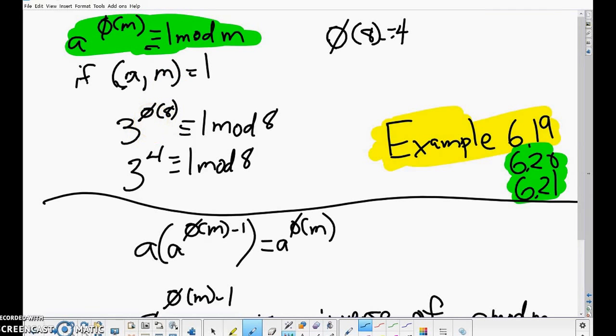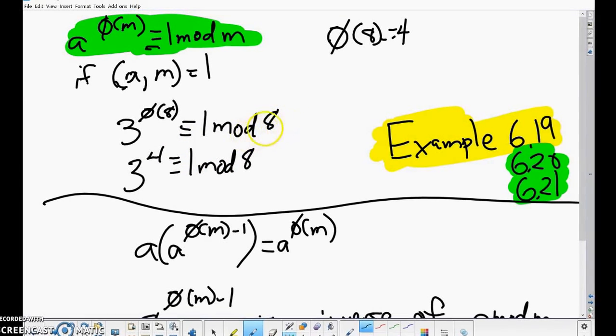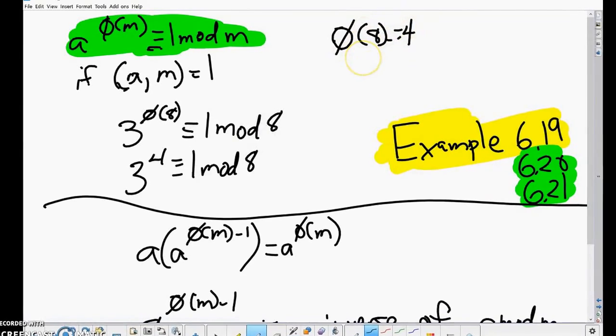So if I were to take something like 8, the phi of 8 is 4 because you throw out the even numbers. 3 raised to the phi of 8, or 3 raised to the 4th power, is 1 mod 8. It doesn't matter if this is a prime number or not. This will always work if I know the phi of something behind it.